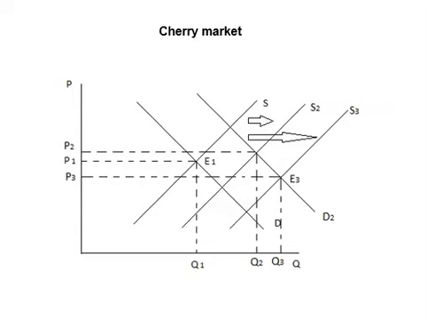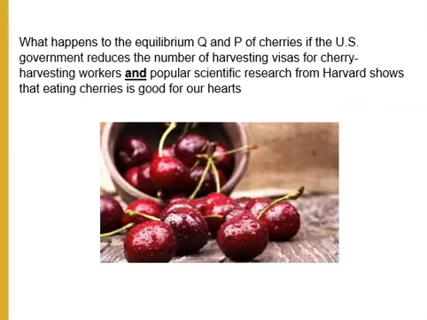Let's do one more example about this four-step process and two events on the market, shall we? What happens to the equilibrium quantity and equilibrium price of cherries in the United States if the American government reduces the number of harvesting visas for foreign workers, and popular scientific research from Harvard shows that eating cherries is good for our hearts? If you want to give it a try, please pause this video and apply the four-step process to see what you get.